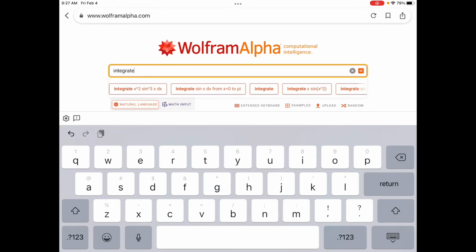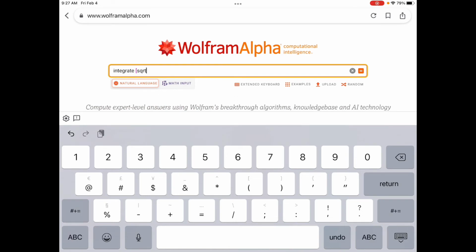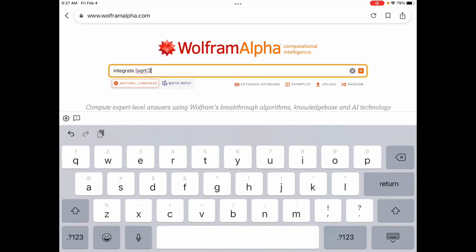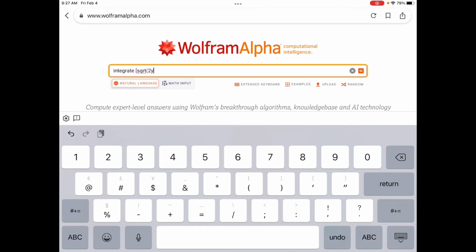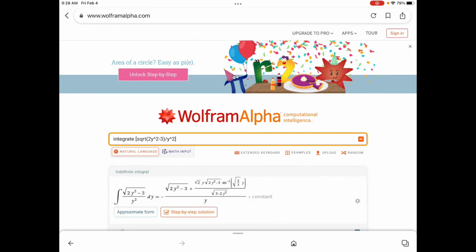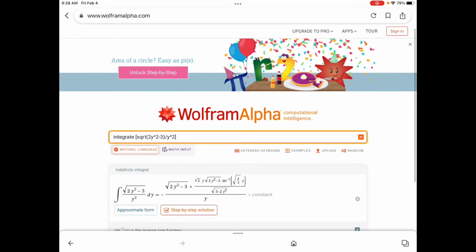And what I would like for it to do is to integrate, and I'm going to type in what we have for the square root. I'm going to just type SQRT, and we have parentheses 2y to the second minus 3, close parentheses because that's what we're taking the square root of, divided by y to the second, and then close my bracket. You also can type in comma and put a y, telling it what to integrate with respect to. From here I selected enter, and then it's going to work out the solution for us.